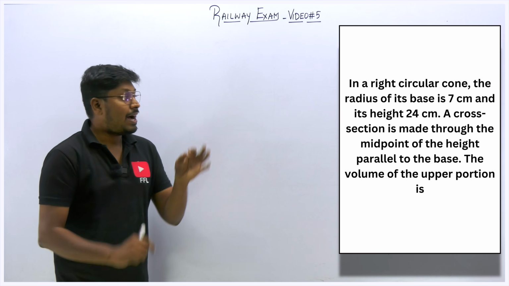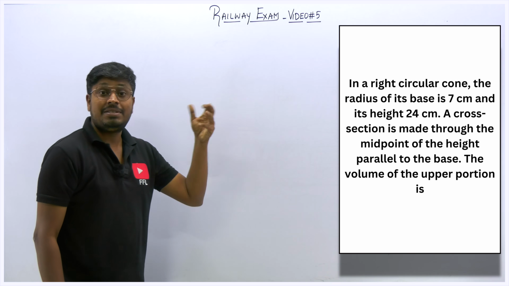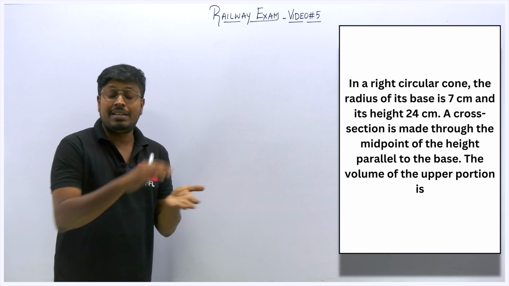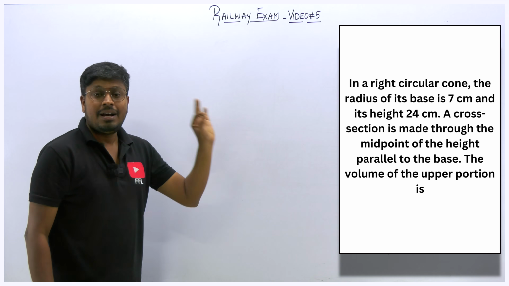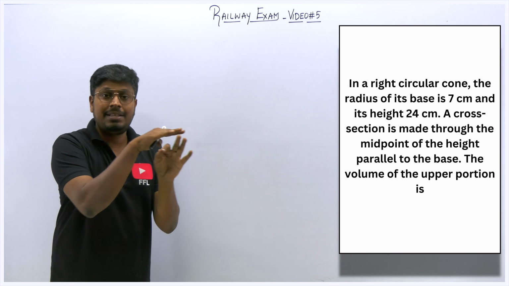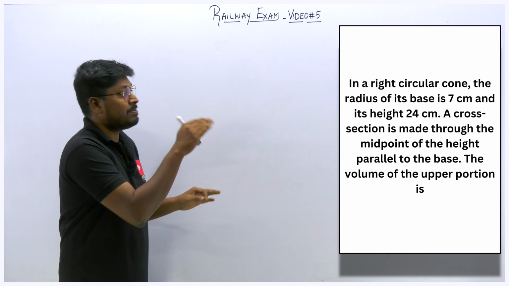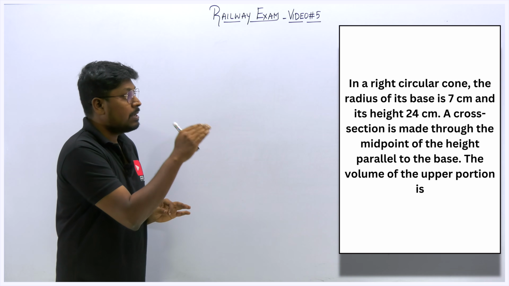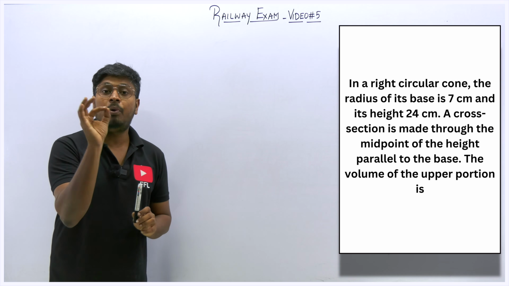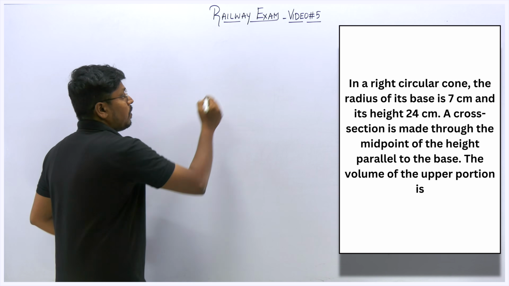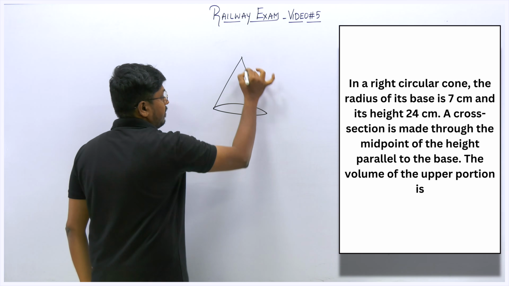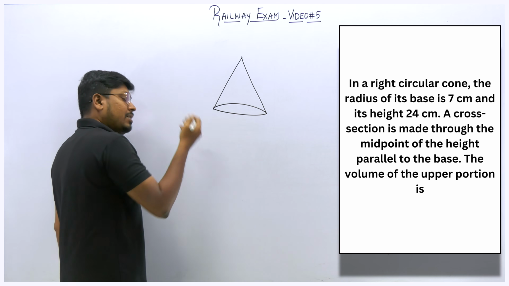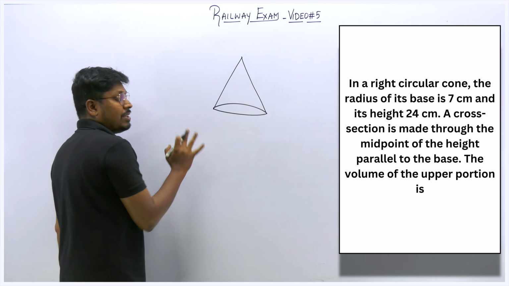Check whether the question comes under which category of cone, whether with a midpoint or without a midpoint. Here they have given a direct word, cross section. Cross section is nothing but they cut the cone. So a cross section is made through the midpoint of the height parallel to the base, which means the cone has been cut into two equal halves. If you are learning this kind of question for the first time, better draw a diagram and substitute all the values.